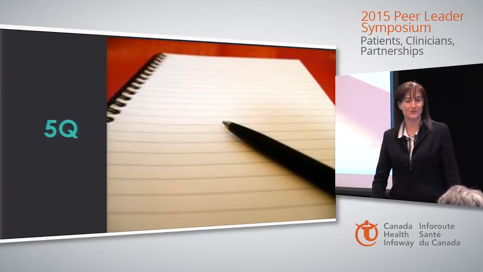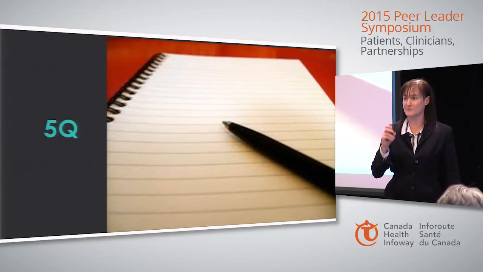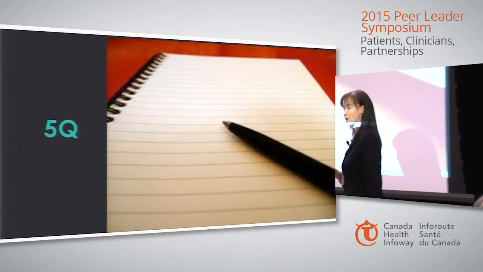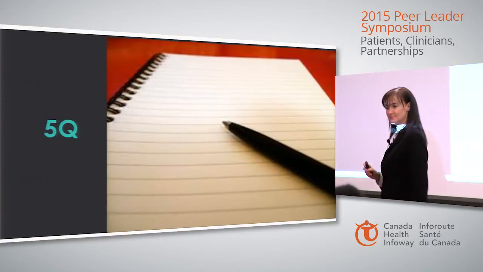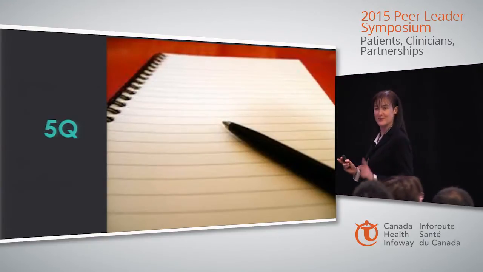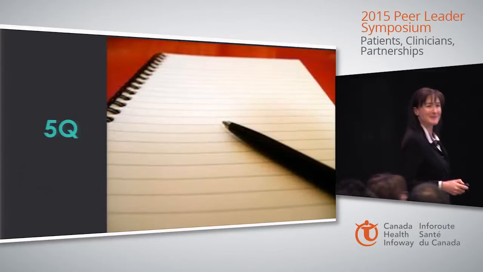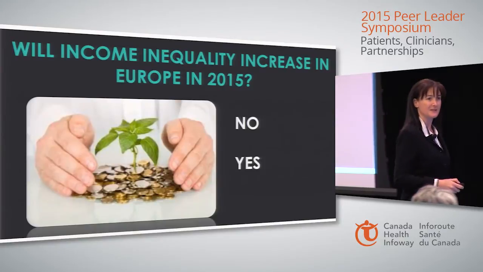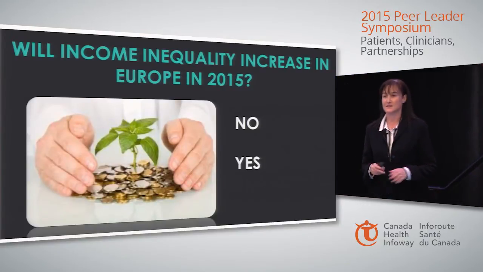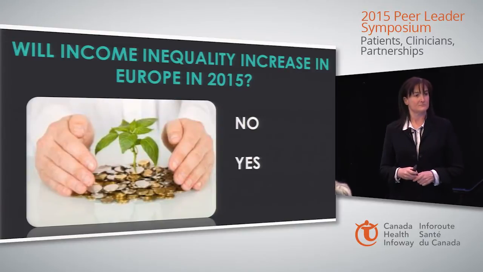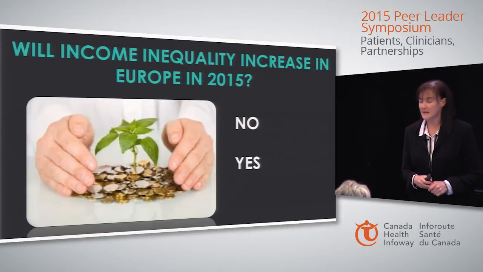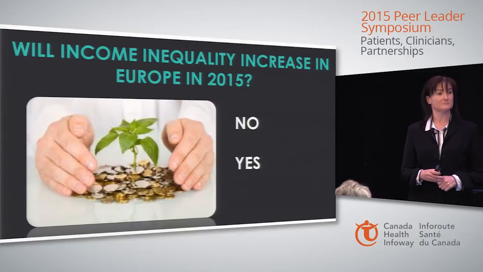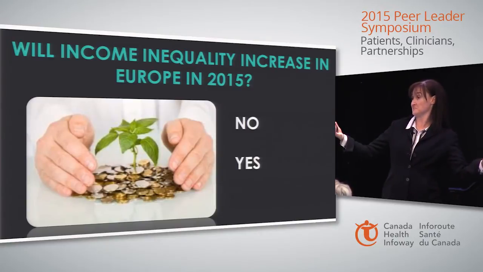Okay, I got 5 questions. If you can write down 1, 2, 3, 4, 5, and next to those, you're going to write down the answers to these questions. Then you're going to swap sheets to get someone else to mark. Question number 1: will income inequality increase in Europe in 2015? Simple, yes or no? There's no right or wrong answer. You're predicting.